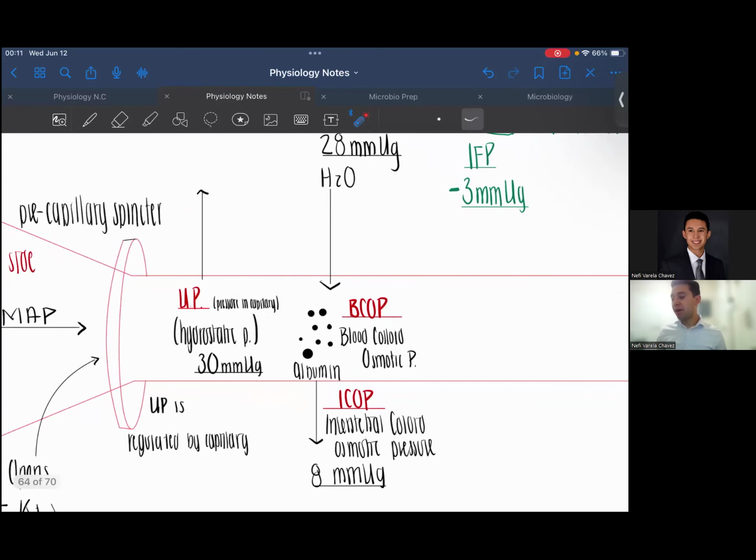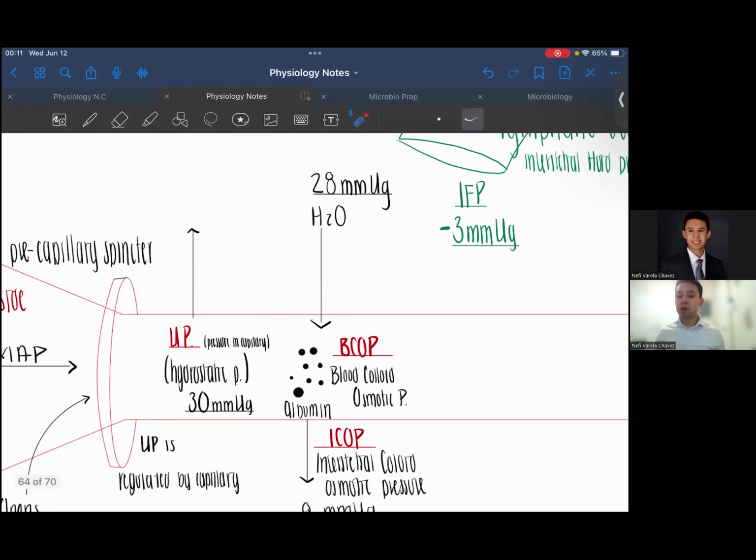The other pressure that I'm going to describe is named blood colloid osmotic pressure, or BCOP. This is going to be regulated by a protein named albumin. Albumin is a colloid. It's also big, so it's not permeable to the other side of the membrane. As we learned in the first unit, water likes to party, so water is going to go to the side with the greatest number of solutes. So in this case, water wants to go to the inside of these arteries. So we're going to have a pressure of 28 millimeters of mercury of water coming inside.